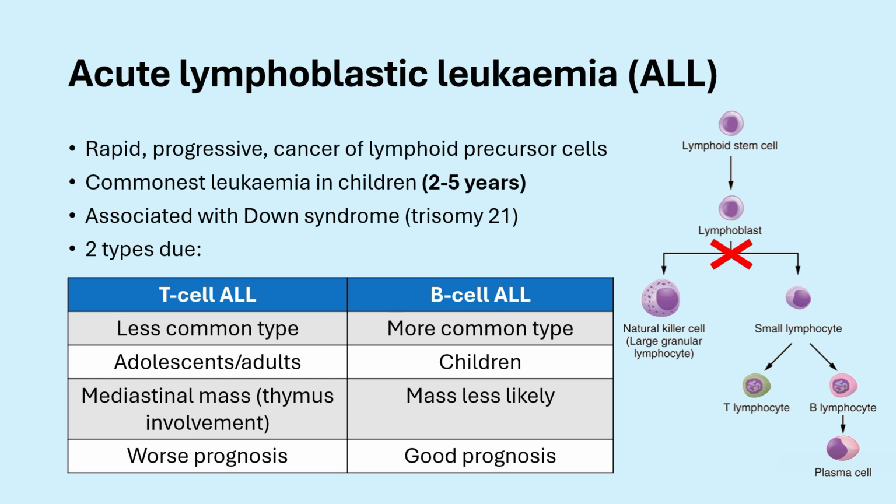B cell ALL is the more common subtype, often occurs in children, and the separate feature of T cell acute lymphoblastic leukemia is the mediastinal mass because the thymus is involved, because this is where the T cells mature. Generally, B cell ALL has a good prognosis compared to T cell.